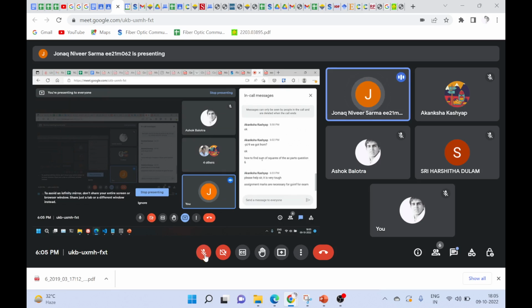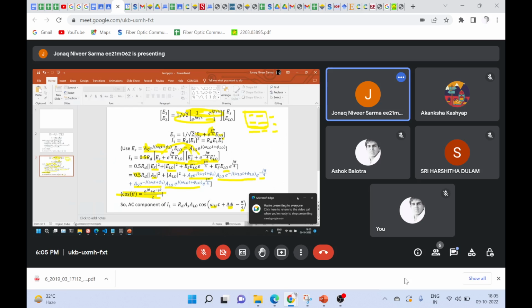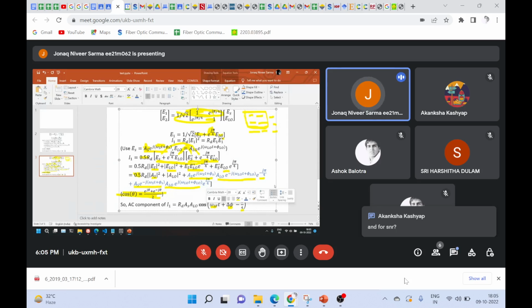I1 square plus I2 square. So this term will remain constant. And cos square you will have something like.